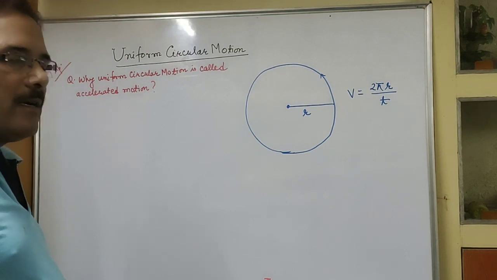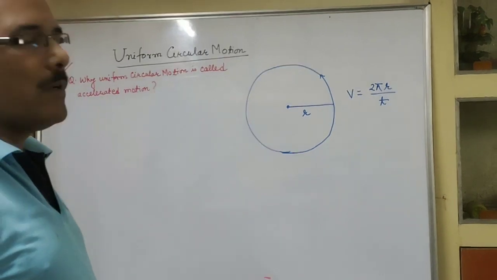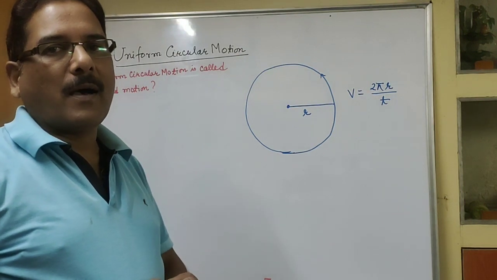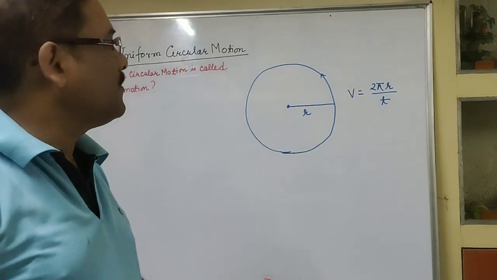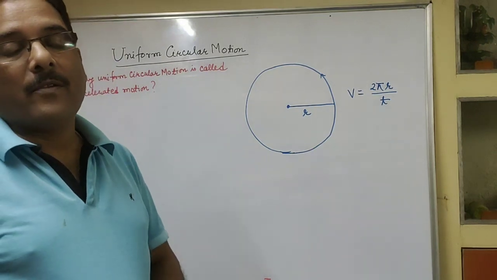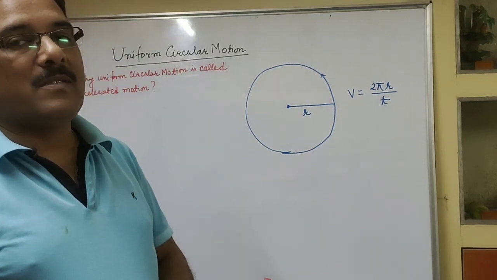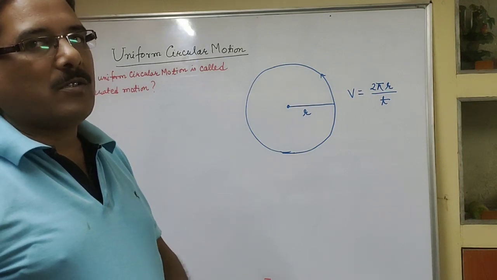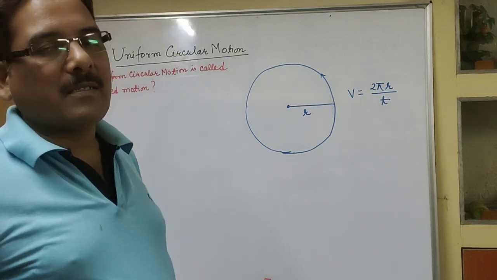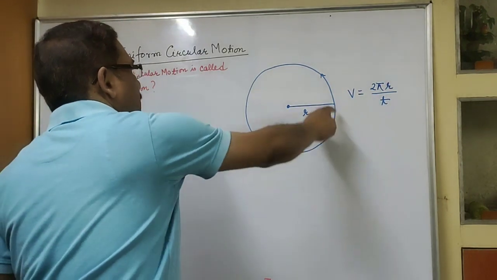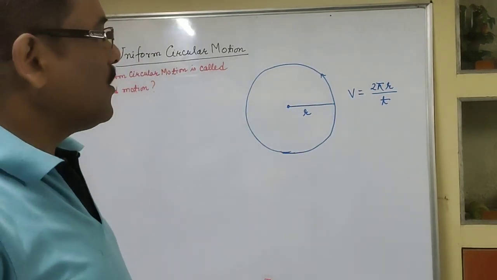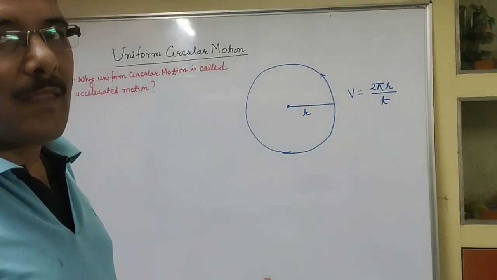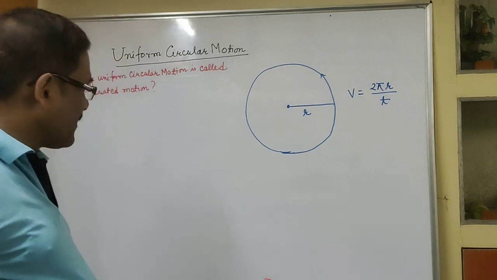As in the definition of uniform circular motion, we have written that when an object moves in a circular path with constant speed or uniform speed, its motion is called uniform circular motion. Now speed is constant. Suppose speed is 10 meter per second. So with this constant speed, the object is moving around the circular path. So how is its motion accelerated? What do you think? Now take some example.